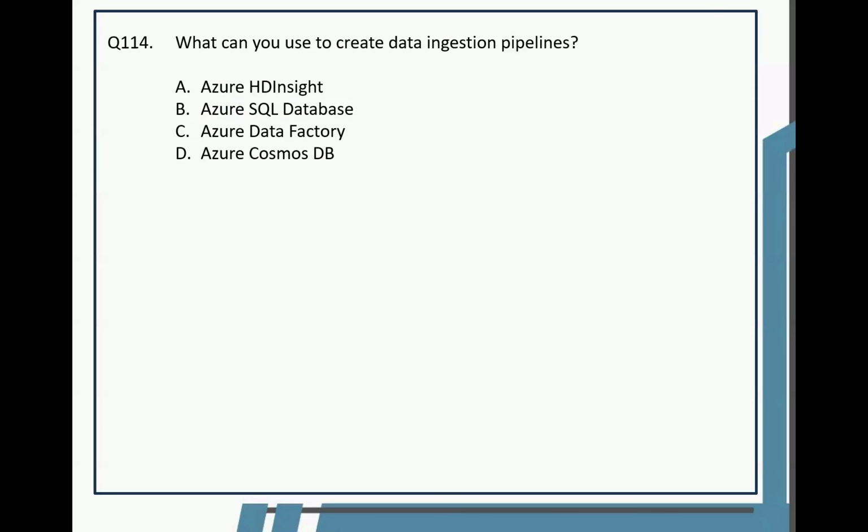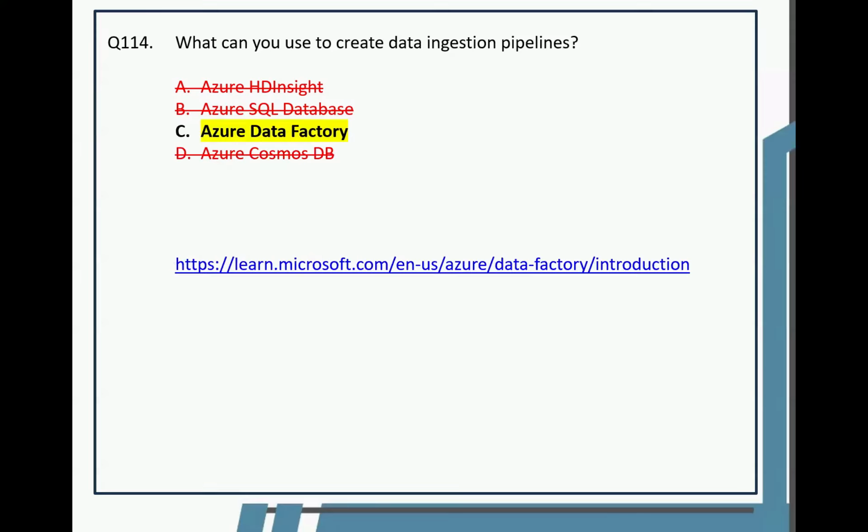Now, folks, Azure HD Insight is managed Hadoop or Spark cluster for big data processing, not primarily for orchestrating pipelines. Azure SQL Database is a relational database service, so another incorrect choice. Azure Data Factory is a cloud-based ELT or ETL service designed specifically to create, schedule, and orchestrate data ingestion pipelines. You can move and transform data from various sources to destinations in a scalable way using Azure Data Factory. Now, folks, the remaining option Azure Cosmos DB is a globally distributed NoSQL database and is not used for orchestrating data pipelines.